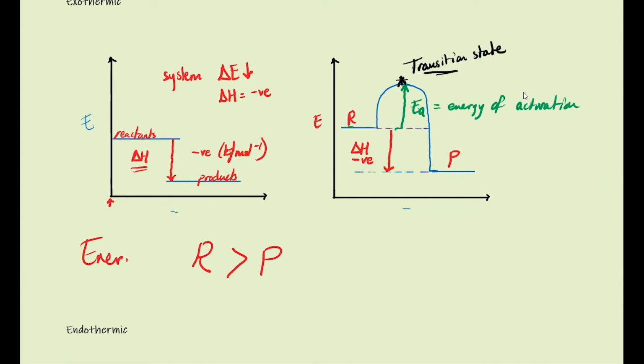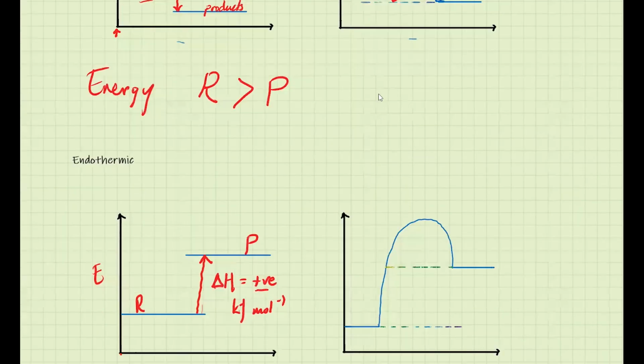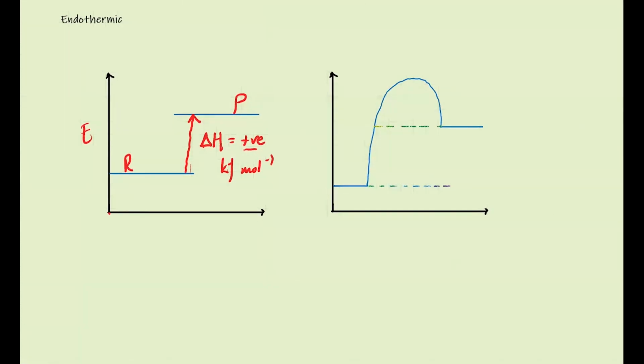So I can write that here. The energy of reactants is always greater than the energy of products for an exothermic reaction. Whereas in an endothermic reaction, the reactants have a lower energy. The energy of reactants is always less than the products. So again, I'll just write energy here so we know what we're talking about. So that is a very simple energy level diagram.